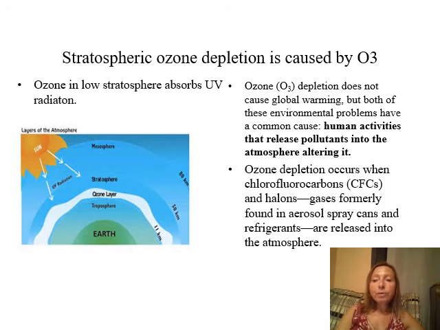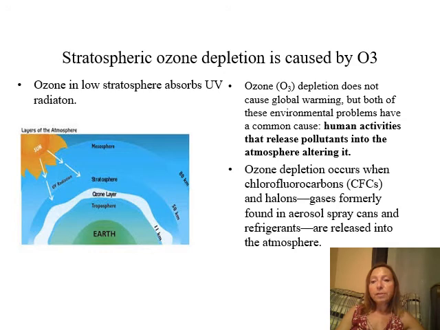There is somewhat of a confusion between global warming and the depletion of the O3 in the stratosphere, although those are two completely unrelated and completely different processes. They're probably often confused because they have the same cause. They're caused by human activity. They are both caused by the release of pollutants. And it can be also caused by the same pollutant, which is CFCs.